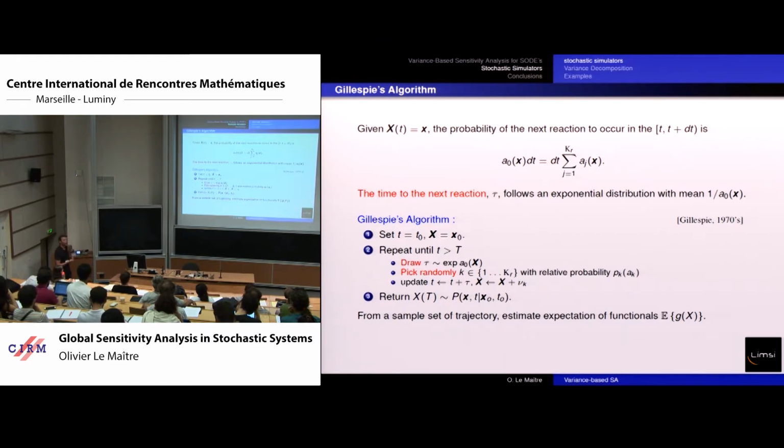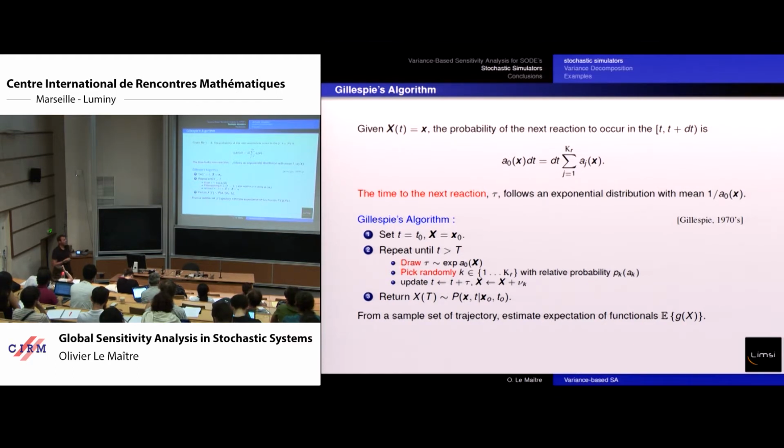So our goal clearly here is to say, what if I have some uncertainty in some parameter of this propensity function? How can I propagate it or perform the same type of analysis that I had before using this type of simulator? But actually, we had absolutely no clue on how to do that.